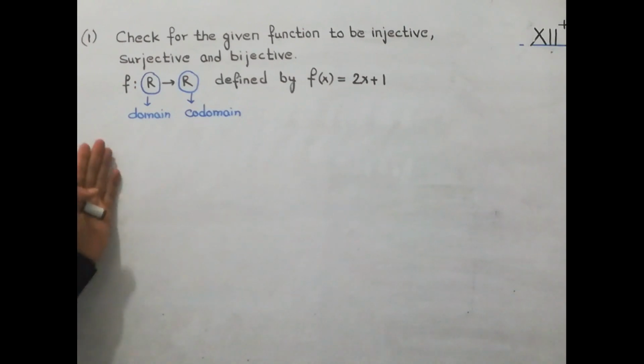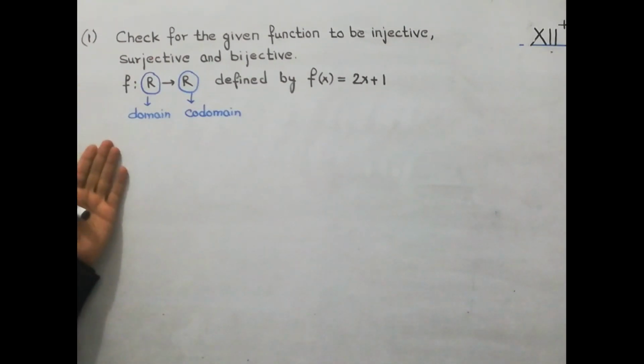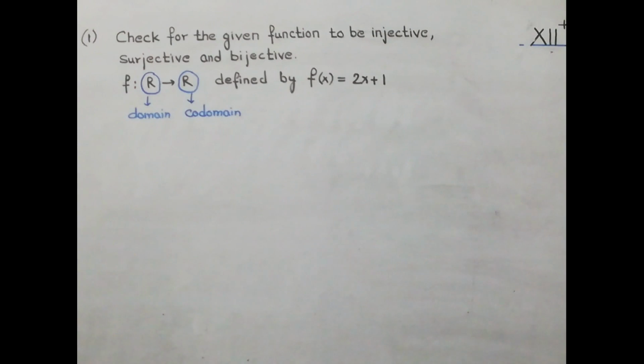Remember, when a function is given like A to B, then the first one represents domain and the second one represents codomain. Now here domain is set of real numbers as well as codomain is also the set of real numbers. And a function is defined f(x) is equal to 2x plus 1. Now we have to find whether this function is 1-1, then we will find whether it is onto, and if it's both 1-1 and onto, then we will be able to say that it is bijective. So let's start with the first one. We have to show for 1-1 function.